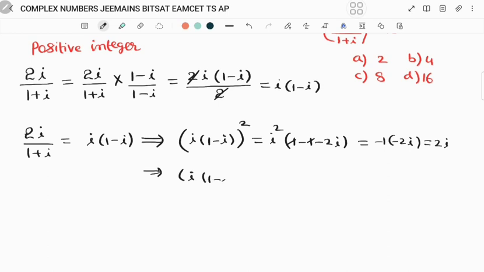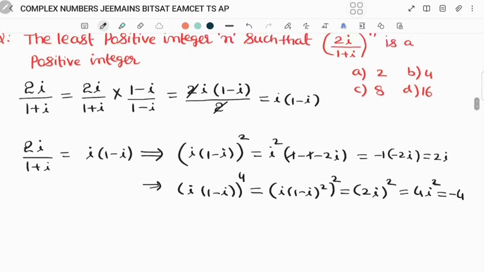i(1 minus i) whole power 4. That means i into (1 minus i) whole square, whole power 2. This value is 2i, whole square, 4i square. So that is equal to i square value minus 1, 4 into minus 1, minus 4. So minus 4 means it is not a positive integer, students.